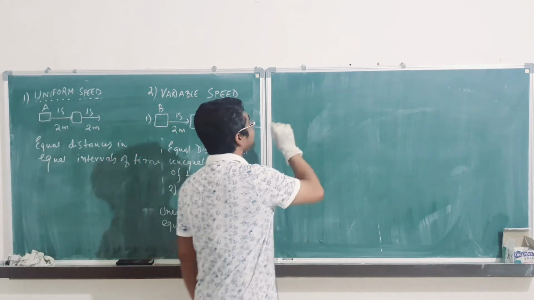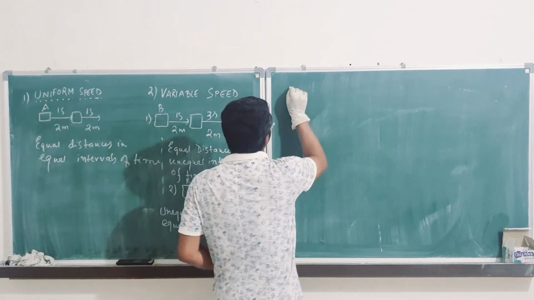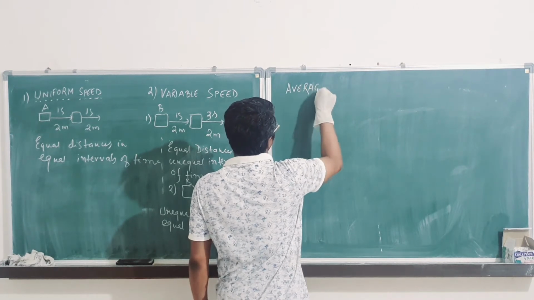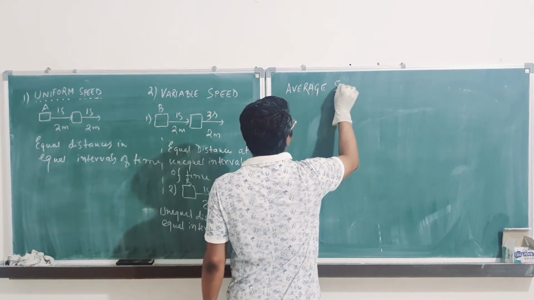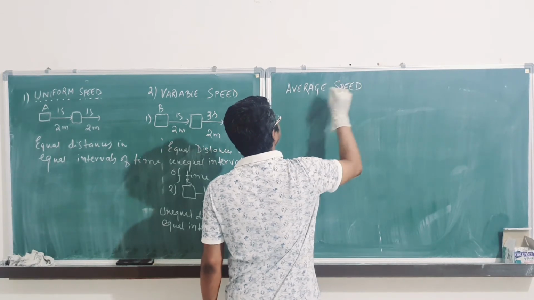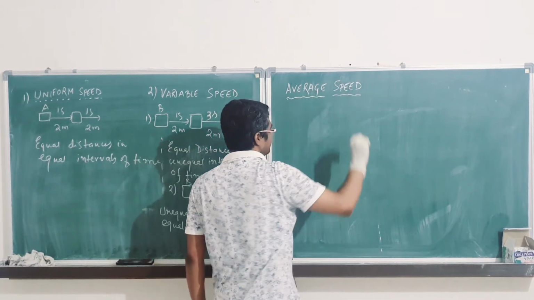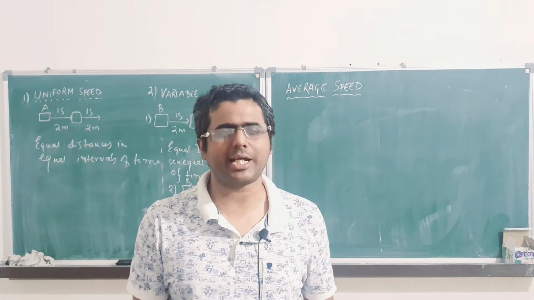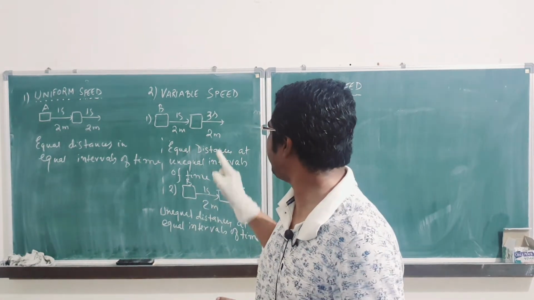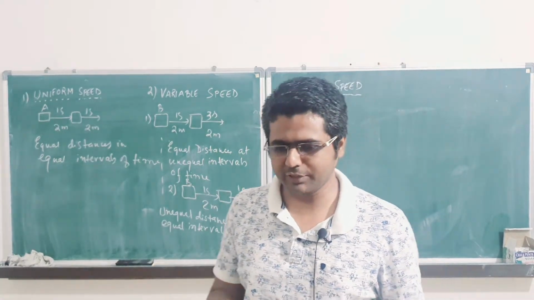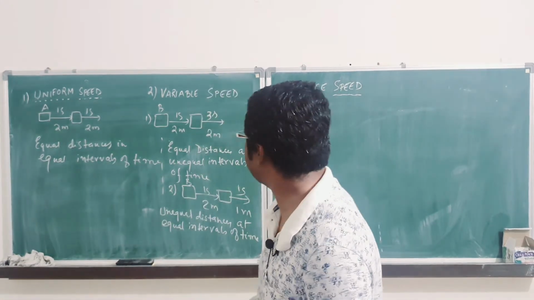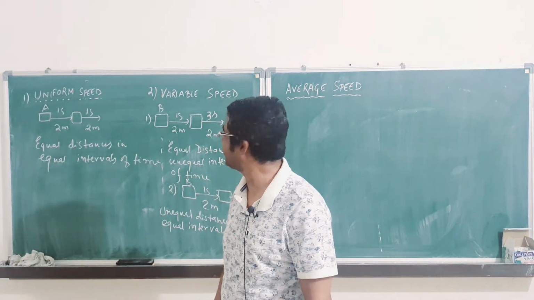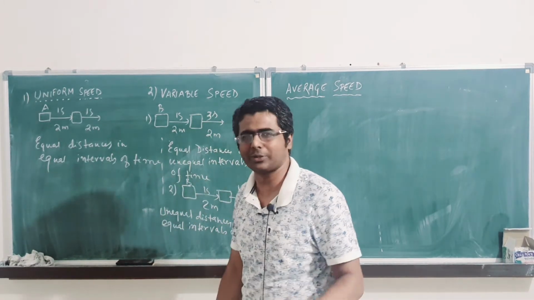Now we will do average speed. So what is average speed? Average speed comes into action when you talk about variable speed. Okay, so if the speed is variable, in the first second, if you calculate the speed over here, the speed is 2 by 1, that is 2 meter per second. Here the speed is 2 by 3, that is 0.66 meter per second.